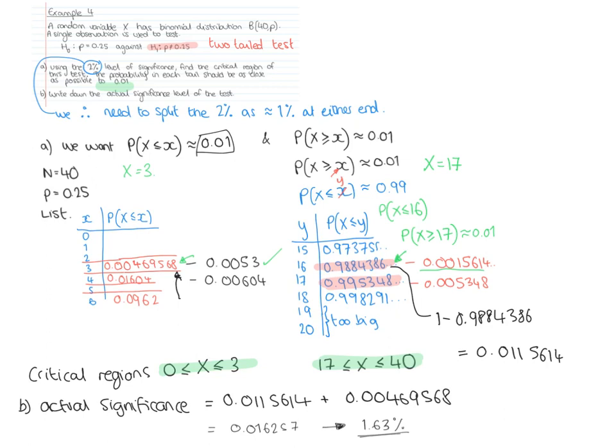Okay, and an important thing to note here, it doesn't actually matter that the critical value at the top was slightly over the 1%, because the question specified we just want to get as close as possible to 0.01. Okay, if it didn't specify as close as possible, then we'd have to look for both limits just under 0.01.